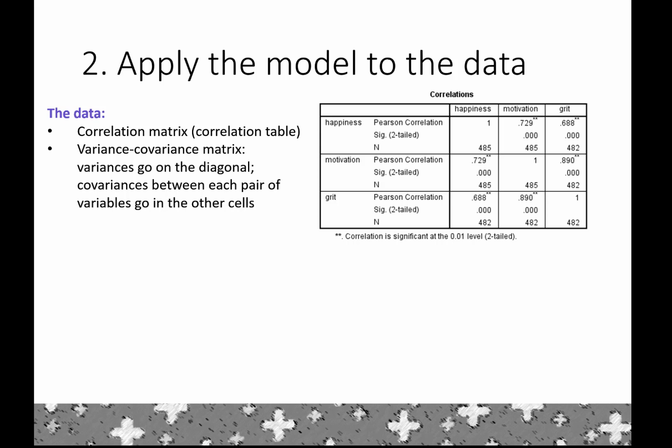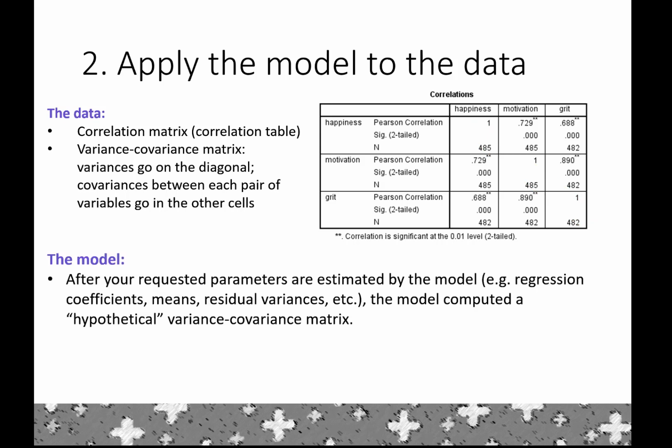A correlation matrix is like a correlation table. So each of the cells will show the correlation between a pair of variables. The variance-covariance matrix is very similar to a correlation matrix. In each cell, instead of the correlation coefficient, you will have the covariance between each pair of variables. On the diagonal, you will have the variance of each variable. So with this, you have the data variance-covariance matrix.